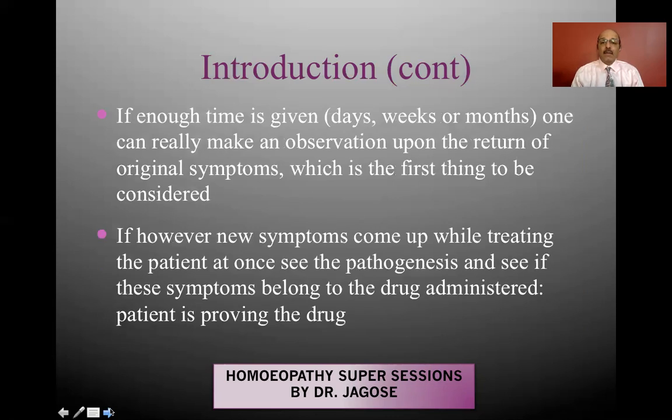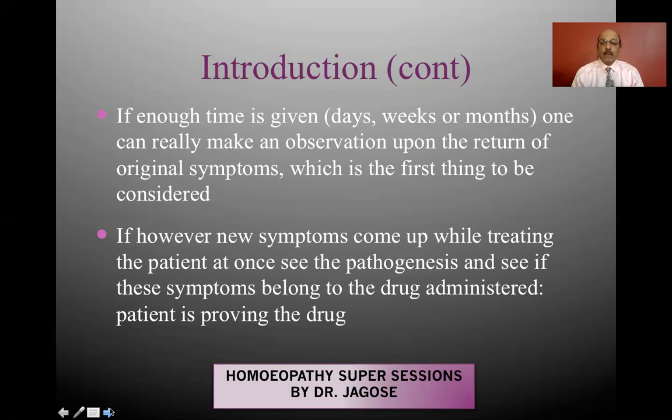If enough time is given, say for example days, weeks, or even months, one can really make an observation upon the return of original symptoms, which is the first thing to be considered. So this is very, very important. After giving the first prescription, just wait for days, weeks, or a month and observe whether there's a return of the original symptoms, which is the most important thing to consider for the second prescription.